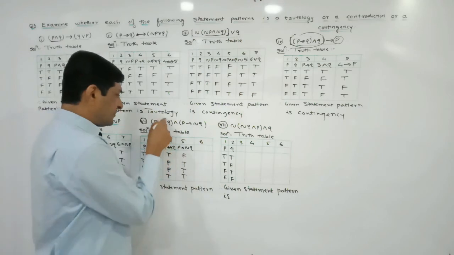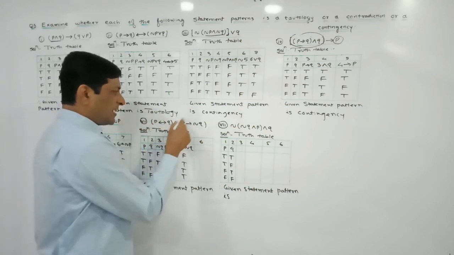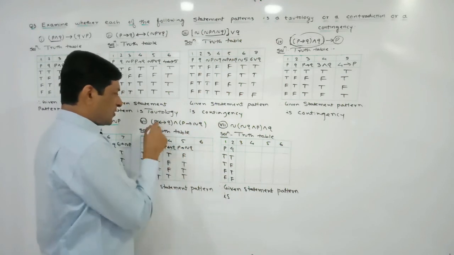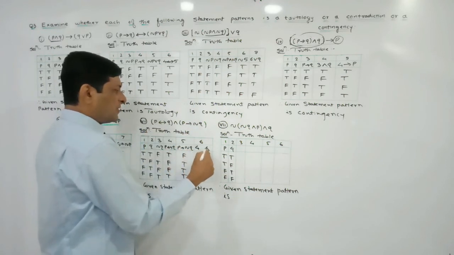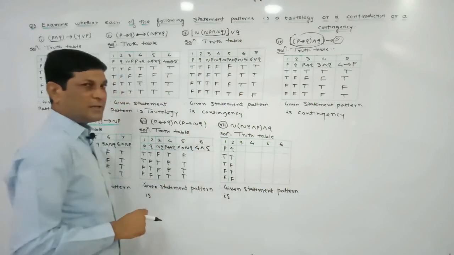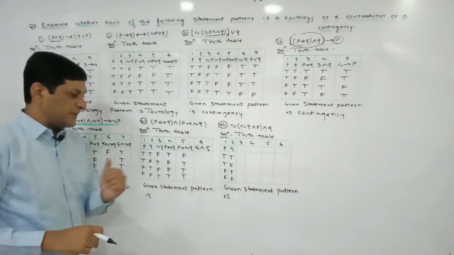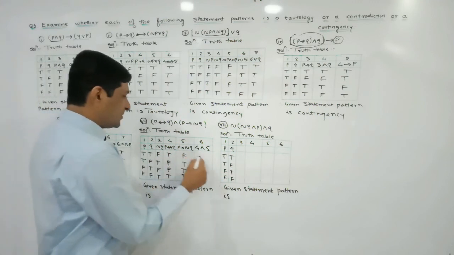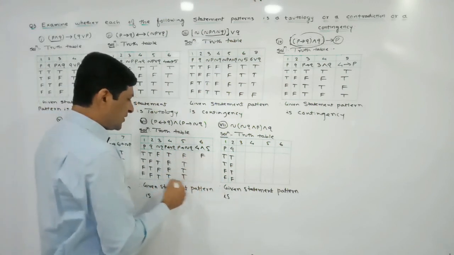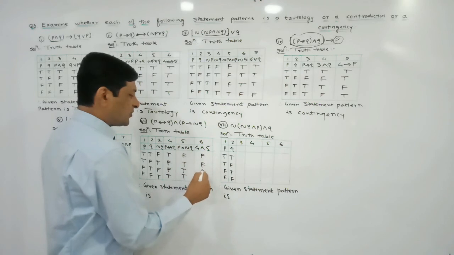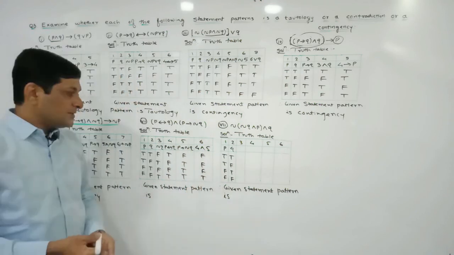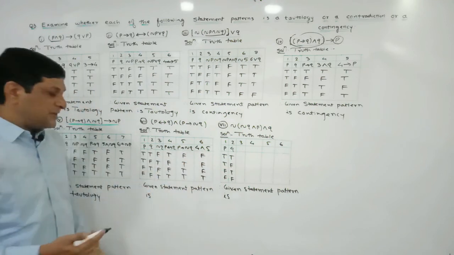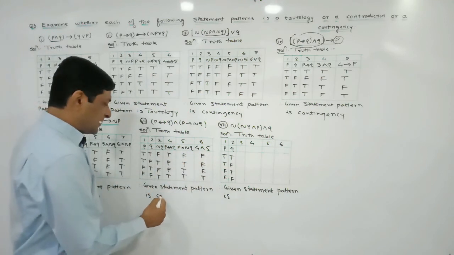Now this statement which lies in column number 4 and column number 5, we are connecting by what? AND. Observe these two statements. In case of AND, if at least one statement is false, AND will be false. So here we will get false, false, false, lastly true. So here we can observe that this statement is neither tautology nor contradiction. So we can say that this statement is contingency.